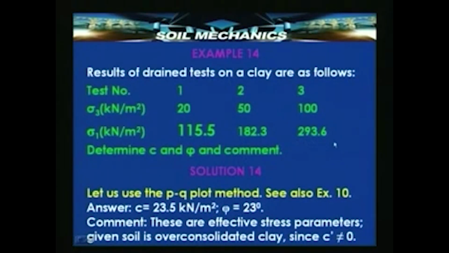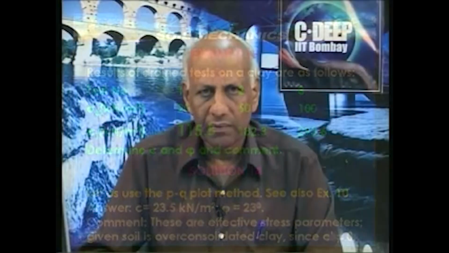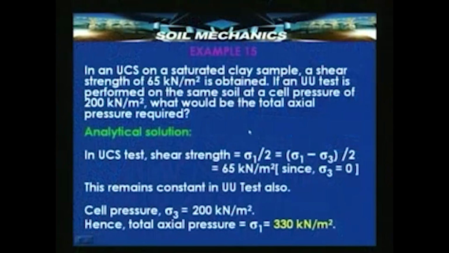We had seen that in a CD test there is no cohesion at sigma equal to 0 for a normally consolidated soil. If there is a cohesion, then the soil is an over consolidated soil. Therefore, we conclude that this particular soil in this example is an over consolidated soil because C dash is not equal to 0.